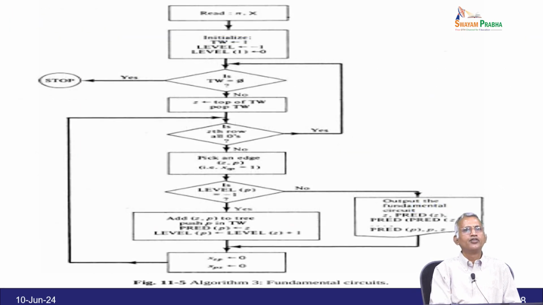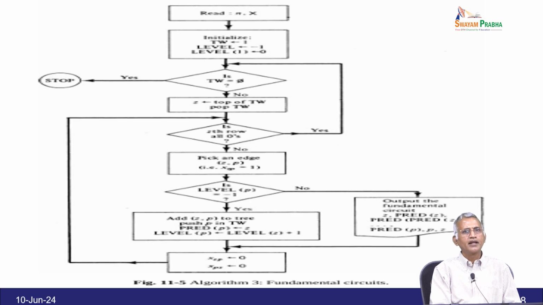So, this is the flow chart: read n comma x, initial TW equal to 1, level is -1, level of 1 equal to no connection 0. We have a question: is TW equal to empty? If yes, stop, and otherwise you have to go to the next node. Node means top of TW, pop TW is Z row, all zeros. If yes, then go back and check whether TW is empty or not.